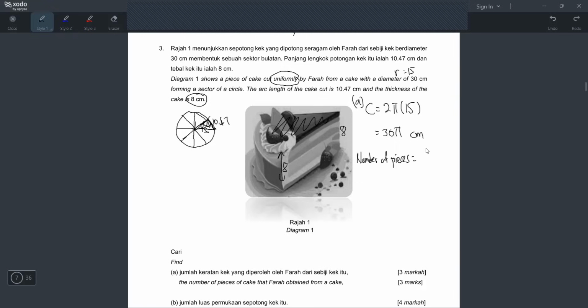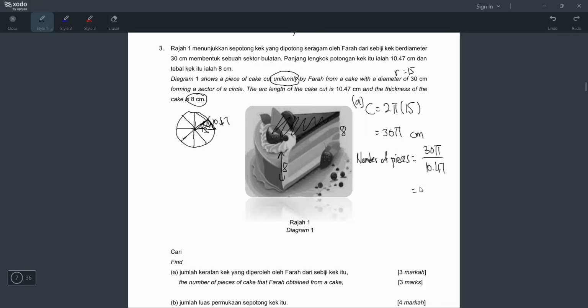Yeah, I can find it, right? Just take 30 pi, which is the total circumference, divide by one small arc length, 10.47. Then I will get, yeah. So usually when it's circular measure, I will use 3.142 for the pi. So I will press 30 times 3.142, divide 10.47. Okay, my calculator gives me 9.0028.